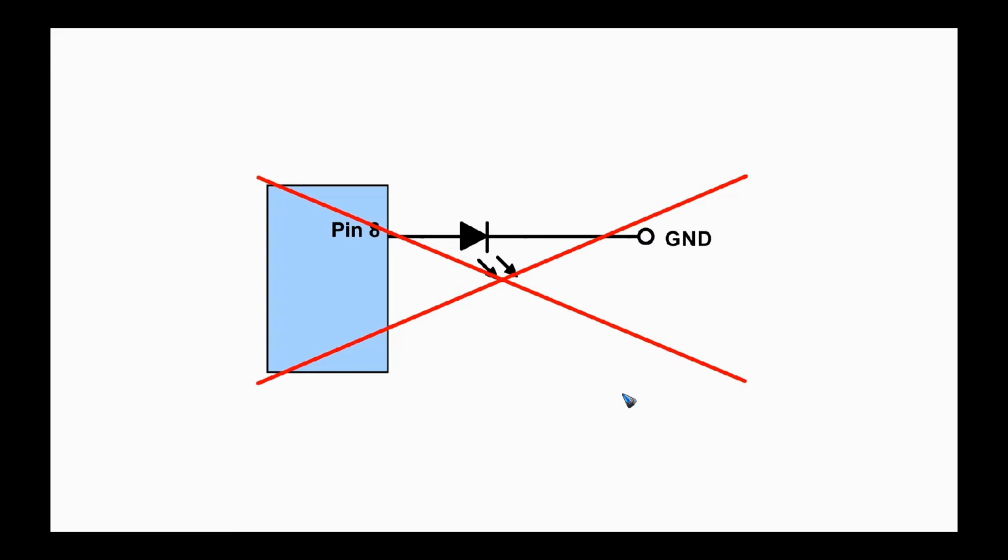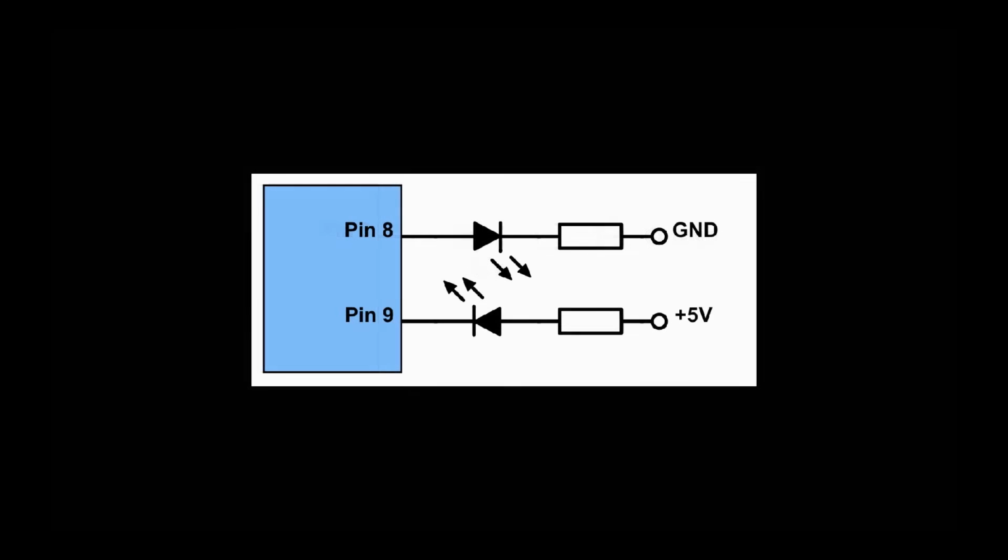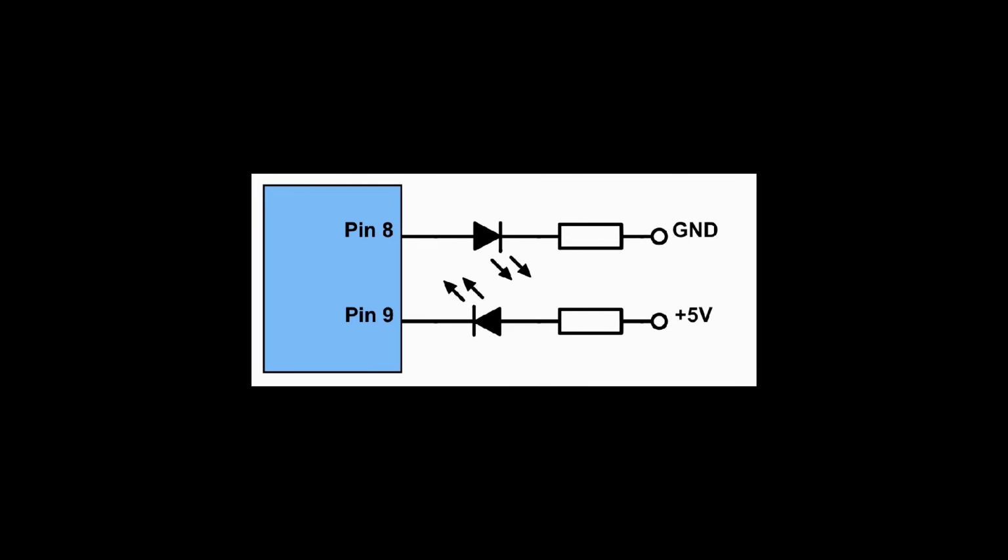So what we need to do is limit the current, and we can do that by adding a resistor in series. There are actually two ways to do it. These are the two ways. On pin 8 we let the diode or the LED go to ground, and on pin 9 we come from the 5 volt. What's the difference?